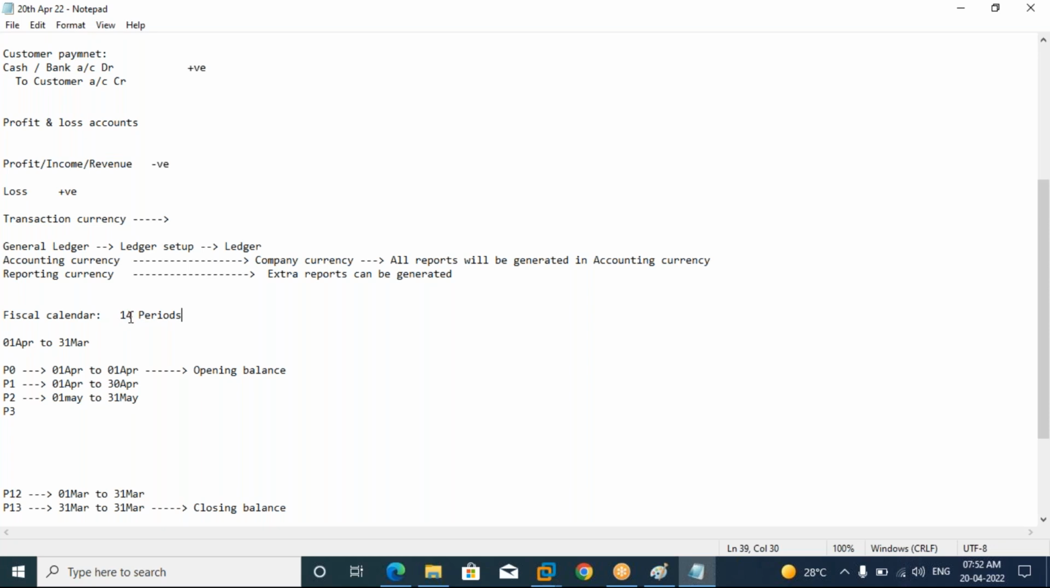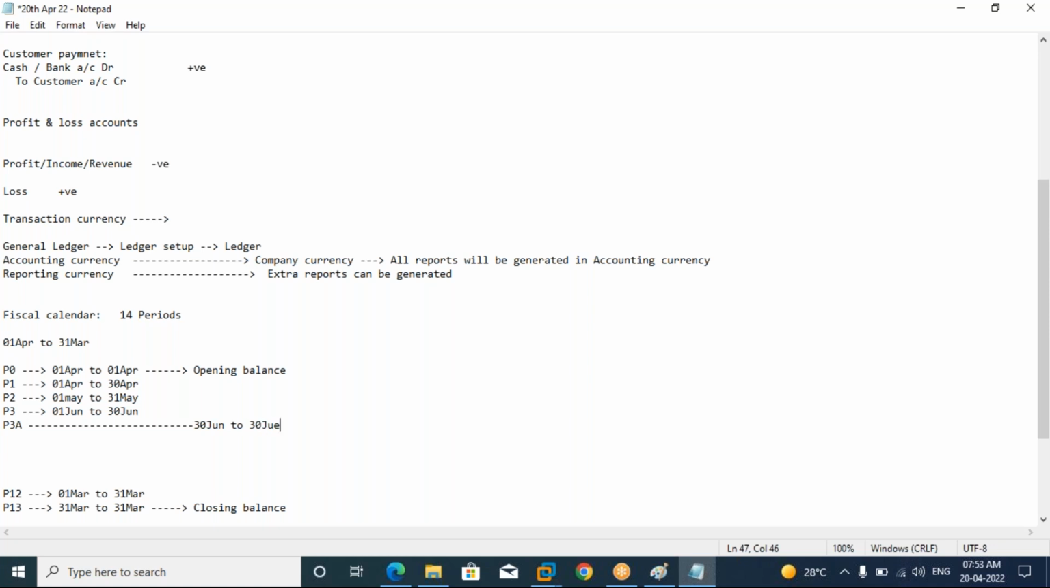If you want, you can extend some more periods in between. Suppose period 3 is 1st June to 30th June. Like this, 12 periods are there. Now, if I want period 3A, yes, I can create it as a closing period for 30th June to 30th June. Like this, we can extend.